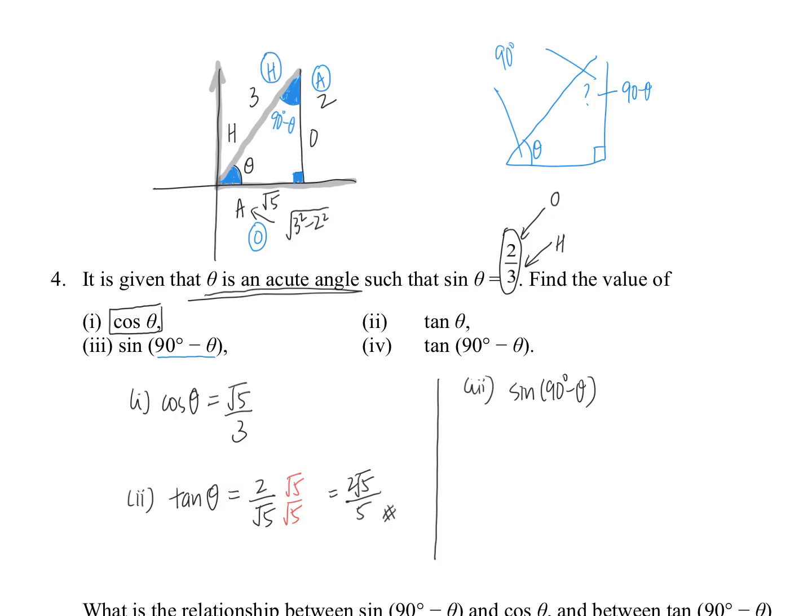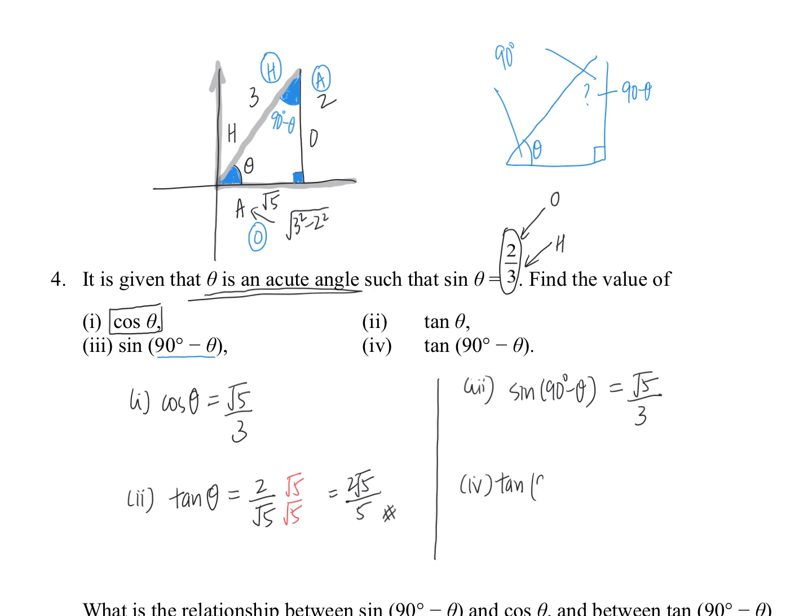Same quadrant, same triangle, just that you refer to the other angle. So if we say 90 minus theta, just look for the other acute angle. Sine theta now is O over H, but refer to the blue labels. So your blue labels, O over H is root 5 over 3. It's still within the same triangle, just that your labels have changed.